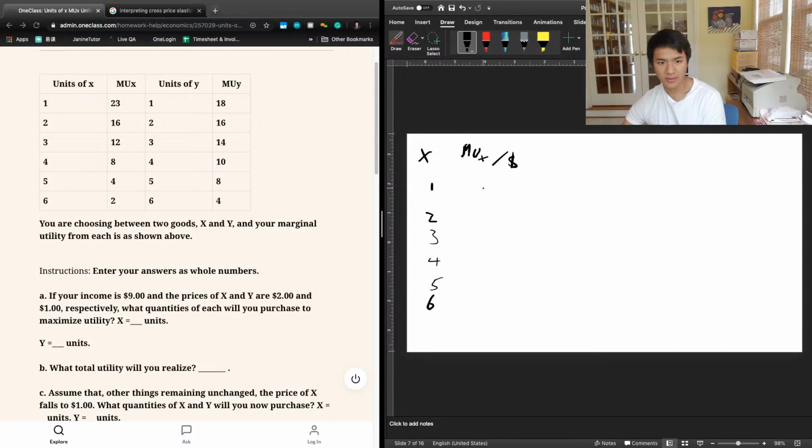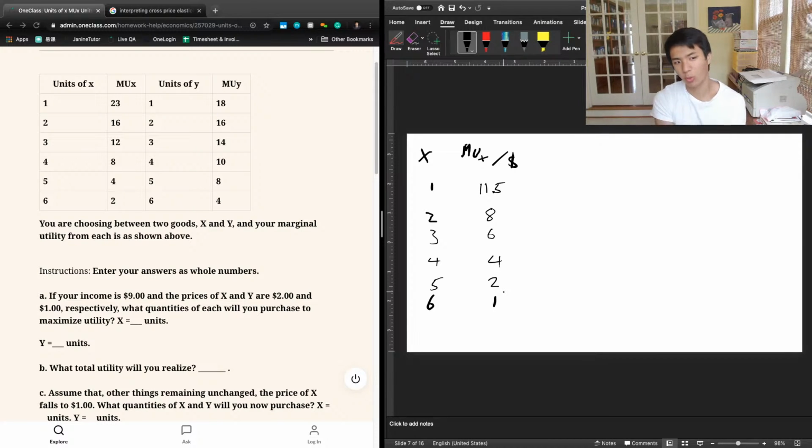And so for marginal utility of X, we have 23 as a marginal utility divided by $2, because that's our price. And we get 11.5. For the next units, 16 divided by 2 is 8, 12 divided by 2 is 6, 8 divided by 2 is 4, 4 divided by 2 is 2, 2 divided by 2 is 1. And so this is our marginal utility per dollar.